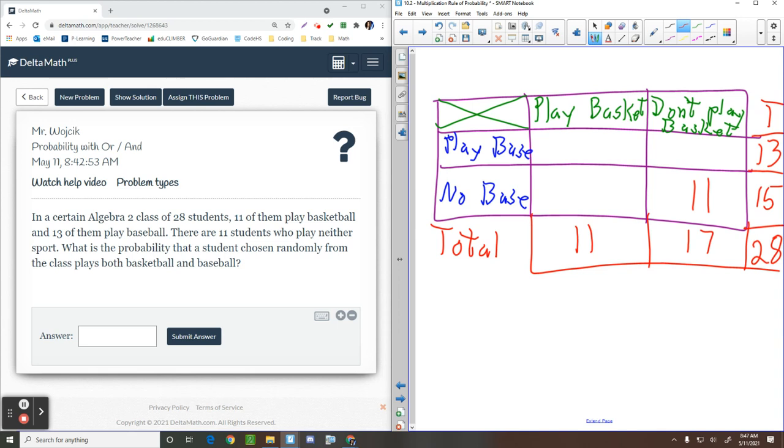So of those who don't play basketball, this has to essentially add up to 17. If there are 11 who don't play baseball, that means the remaining 6 do, right? Because that column has to add up to 17. Then across the top, of those who play baseball, there are 13 total. 6 don't play basketball, so then there has to be 7 that do. And then same thing across the row right here. There's 11 that don't, total of 15. This has to be 4. Also 7 plus 4 is 11. 4 plus 11 is 15.